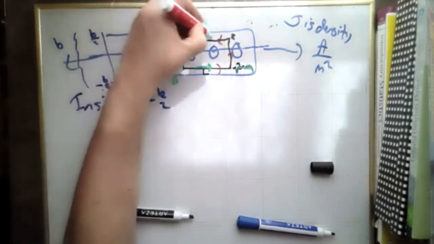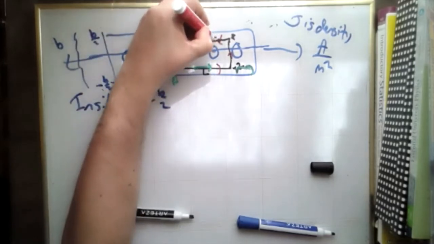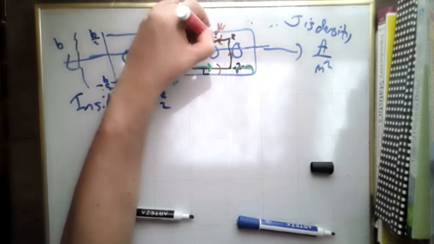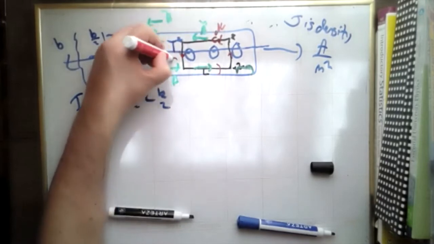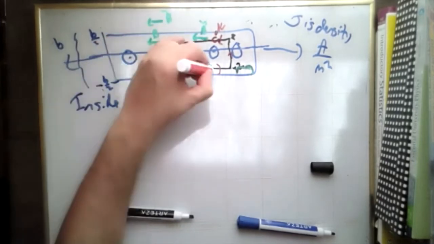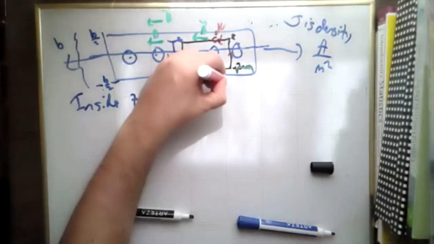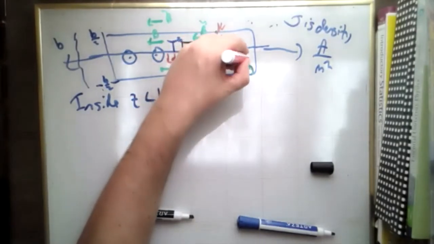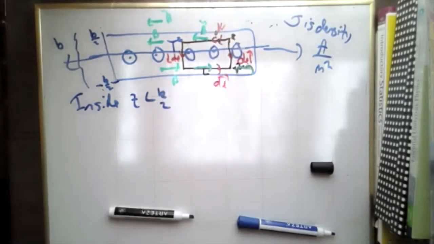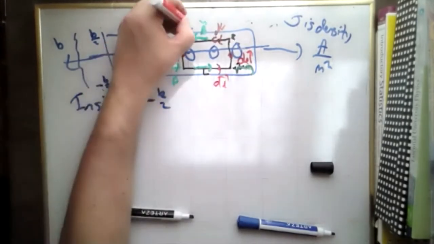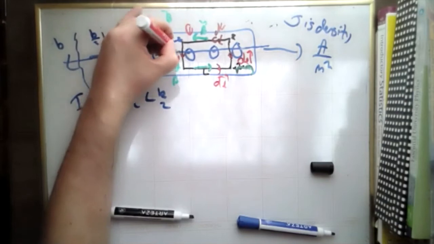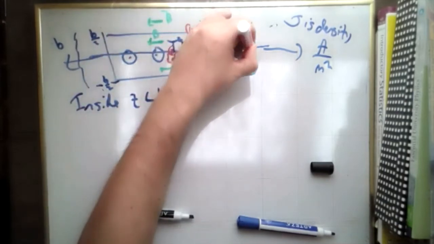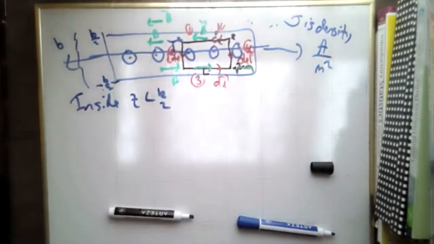So on each one of these segments, I'm going to have a little DL vector. There, DL points to the left. Here, DL points down. Here, DL points to the right, and here, DL points up. So I've got 4 different segments I have to think about, because each of those are different.